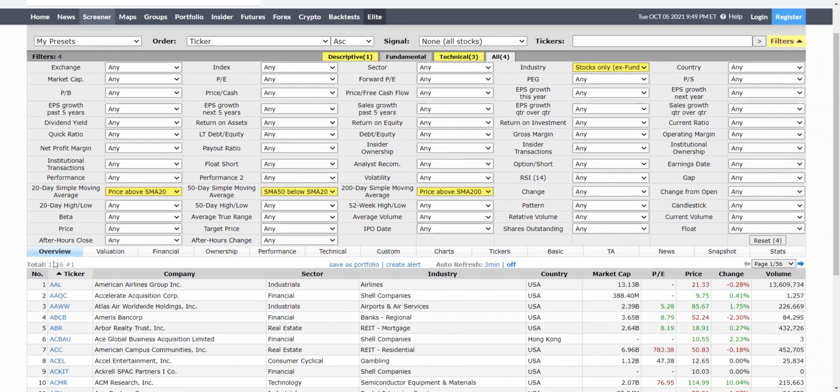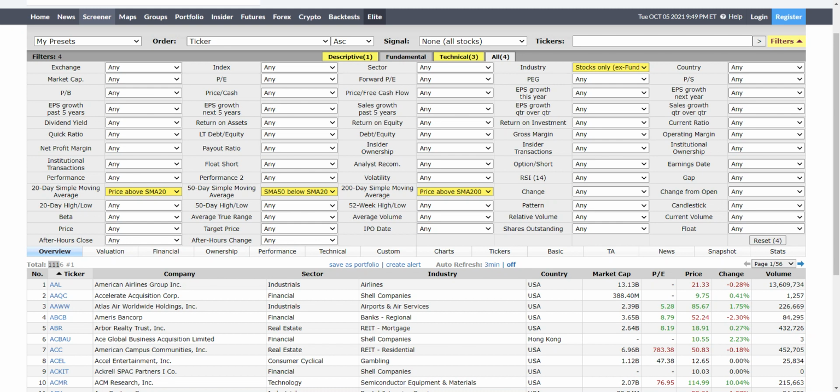Right now we're above all the SMAs. So as you can see, we're left with only 1,116 stocks. But that's not it. Here we have the 50-day high and low. It basically is the maximum and the minimum of the previous 50 days' highs and lows.